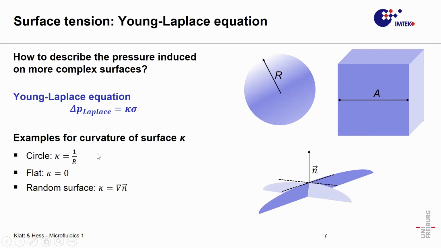And for the general case, for a random surface, you can calculate the curvature by building the gradient of the normal vector to the surface. If you now look closer at those values, you can directly see that flat surfaces don't result in Laplace pressure, whereas surfaces with curvature result in a defined value for the Laplace pressure, which acts in direction of the center of your curvature.